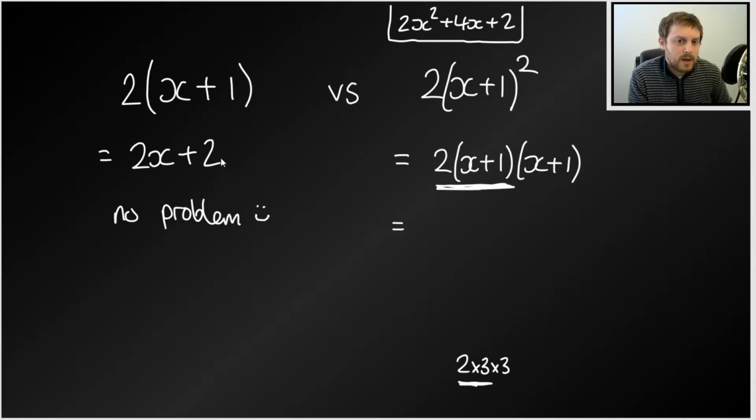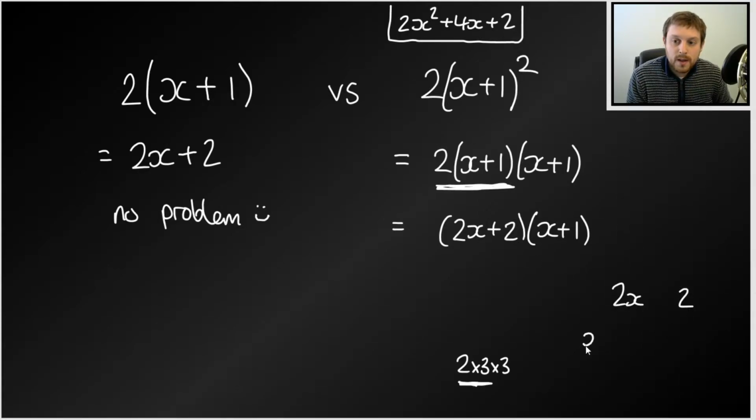It's this, right? We actually just did it. So this is 2 lots of x plus 1, which is 2x plus 2. And then that's the answer to this part. And then I've got to times that entire thing by x plus 1. And then, okay, I've got a grid method to do. So let's see what we get if I do the grid method.